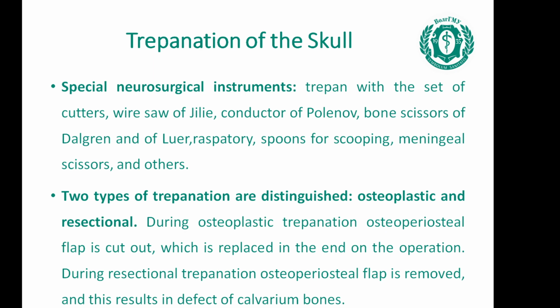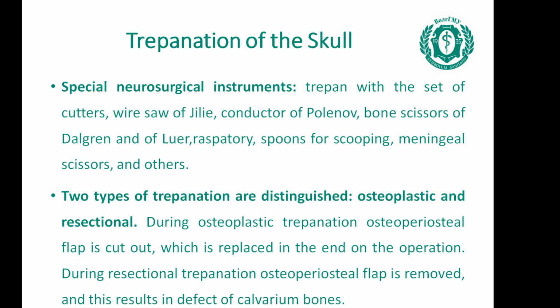Let's discuss the trepanation of the skull. Trepanation of the skull requires special neurosurgical instruments. They are a trepan with a set of cutters, wire saw of Gigli, conductor of Polenov, bone scissors of Dahlgren, a elevator, raspatory, spoons for scooping, meningeal scissors, and others.